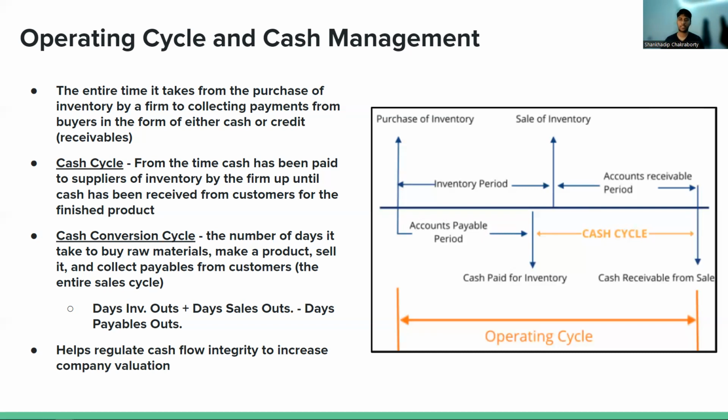It's days inventory outstanding plus days sales outstanding minus days payables outstanding. So days inventory outstanding means essentially how long your materials are sitting in inventory. If that number is too high, then that's not good because it could potentially lead to spoilage if you're dealing with food, for instance. And that means that you're not getting stuff made that frequently.